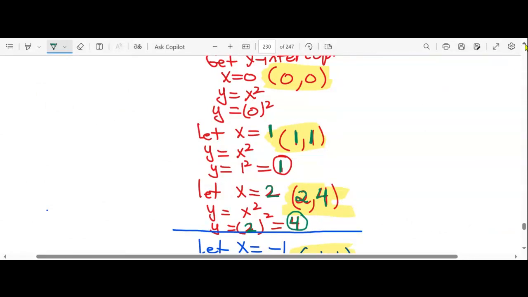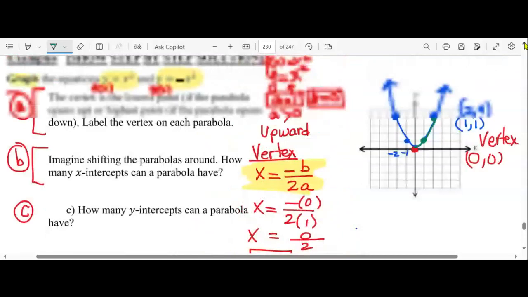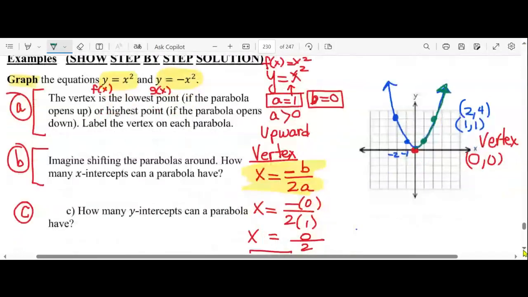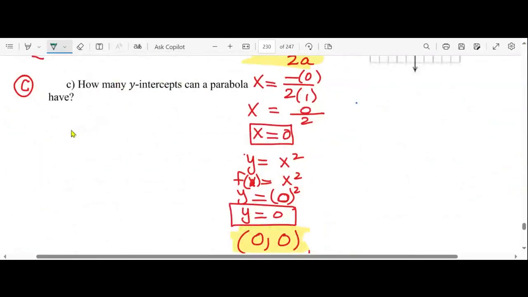Okay, so we graph what? We graph x squared. What about -x squared? Same thing. This time I'm gonna do a table, okay? So it's gonna be easy for you to see it. First, let's see how much is a. How much is a here?